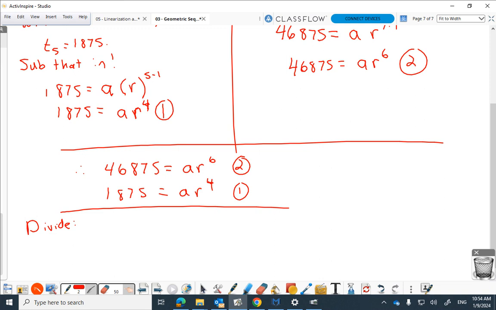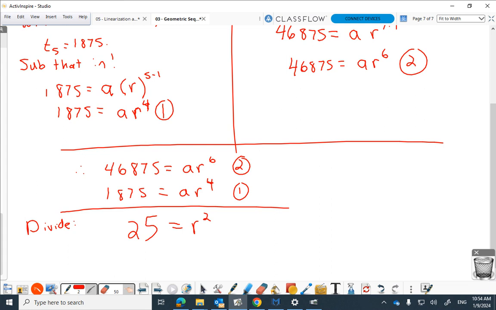46,875 divided by 1,875. Oh, the A's cancel out, and I get R squared equals, I don't care anymore what this is, because I'm going to be able to get it. Divide them. Does it come out to something nice? 25. I'm so happy. I'm so happy.